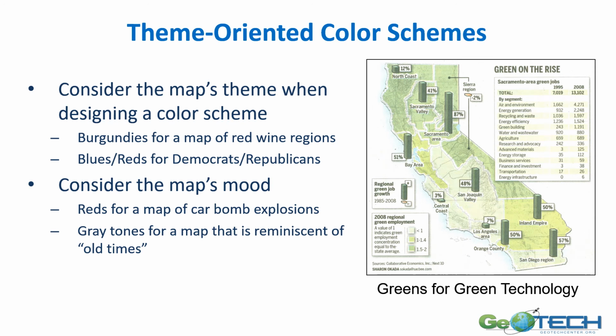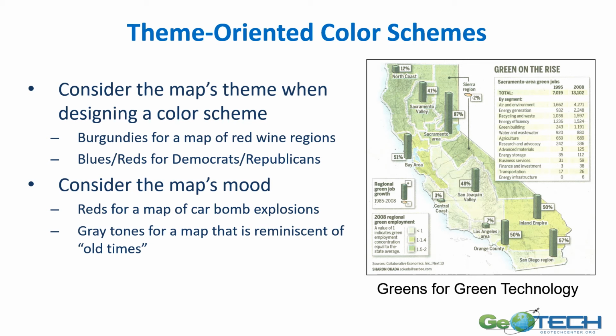This is a theme-oriented color scheme. So the theme is green technology, and so it's showing things in green. Different ones would have different possible color schemes. One is wines, red wines. Maybe they should be all in reds. We often see the Democrats and Republicans as blues and reds.